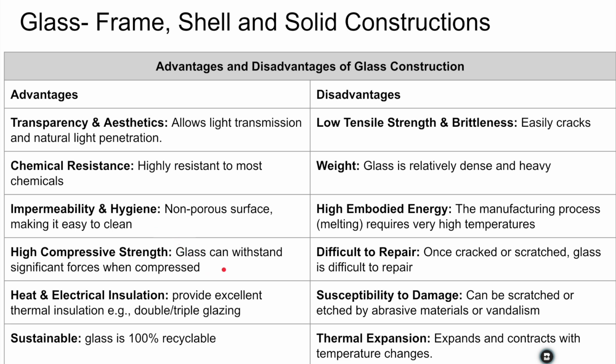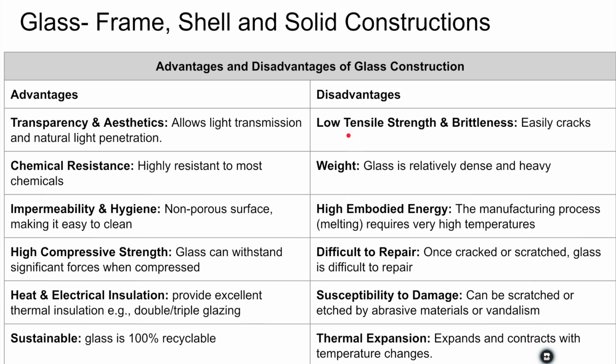It has high compressive strength, so it can withstand a significant amount of forces when it's compressed. It has heat and electrical insulation, so it provides excellent thermal insulation, but also electrical insulation. And we use double and triple glazed glass in houses, so that prevents heat from leaving a house or cold from coming inside the house. It's sustainable, so glass is 100% recyclable. So these are all advantages.